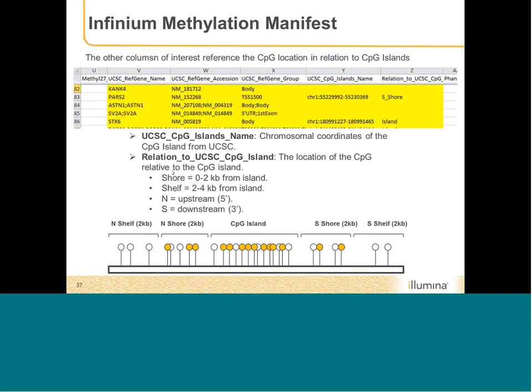Relation to CpG island, we invented some terminology that relates the CpG relative to the CpG island that it's associated with. Either it's right in the island, or it's upstream or downstream by 2 kb or 4 kb. If it's within 2 kb, it's a shore CpG. If it's outside to 4 kb, it's a shelf CpG. All right?